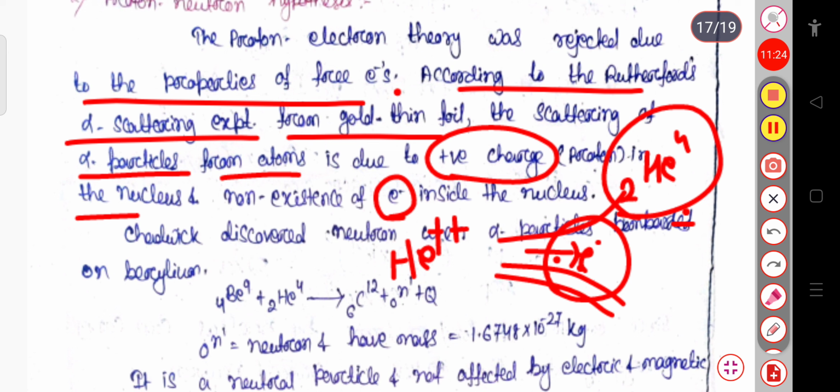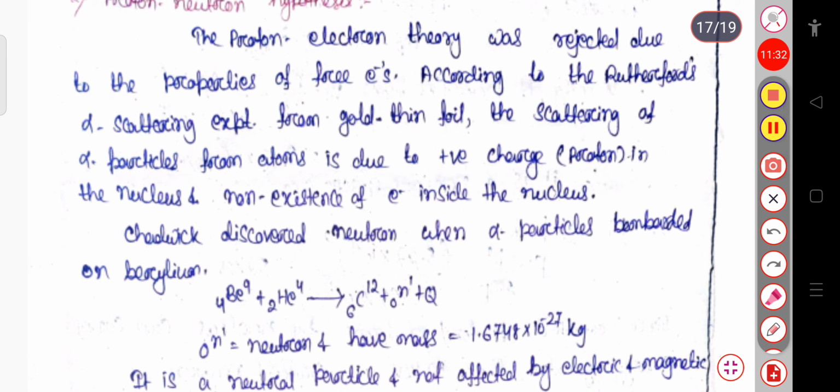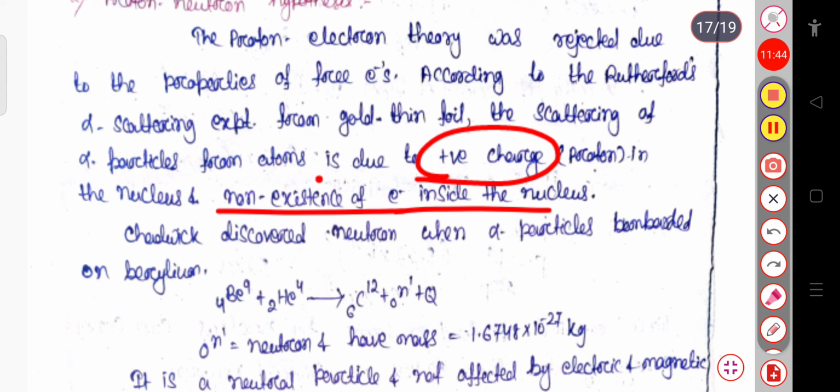deflected, and exactly at the nucleus it is getting 180-degree reflection. So basically we can say that from the alpha particle scattering experiment, we conclude that due to the positive charge the repulsion occurs, and the non-existence of the electron inside the nucleus is proved.